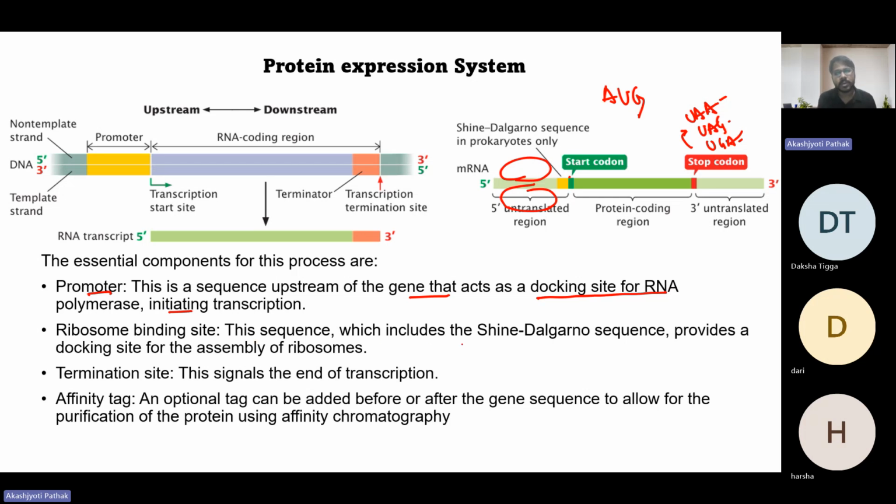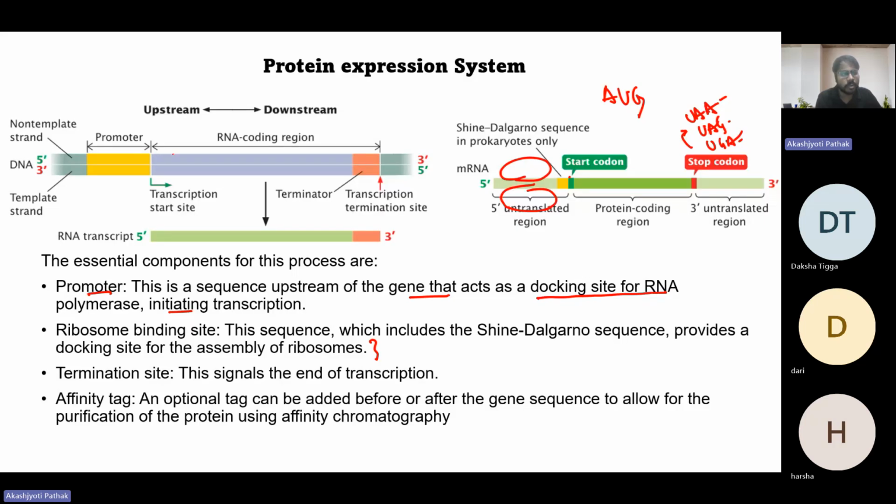This sequence, which includes the Shine-Dalgarno sequence, provides a docking site for the assembly of ribosomes. One thing you must understand is that you have the DNA, you do not have the RNA. The plasmid that you have is a double-stranded DNA molecule. So your DNA sequence must have your promoter sequence. There must be a promoter sequence in your DNA.